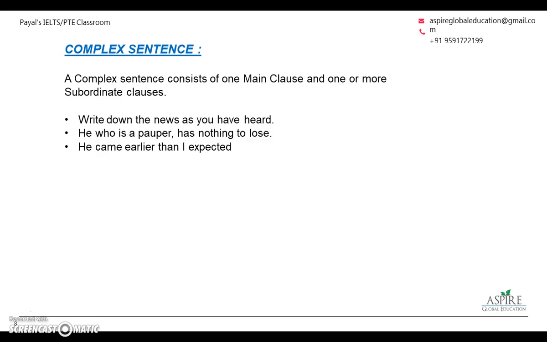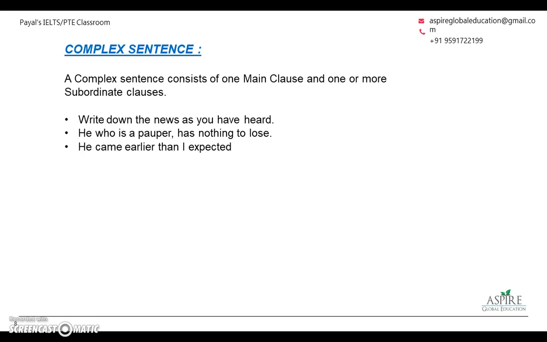Complex sentence. A complex sentence consists of one main clause and one or more subordinate clauses, which means you cannot break it into parts. Even if you do, the main clause would be meaningful, but the subordinate clause will not make any sense. Write down the news as you have heard. If I break it into parts, write down the news makes complete sense. It gives a clear meaning. As you have heard, I don't know who is you. It does not make any sense to me. It's a subordinate clause.